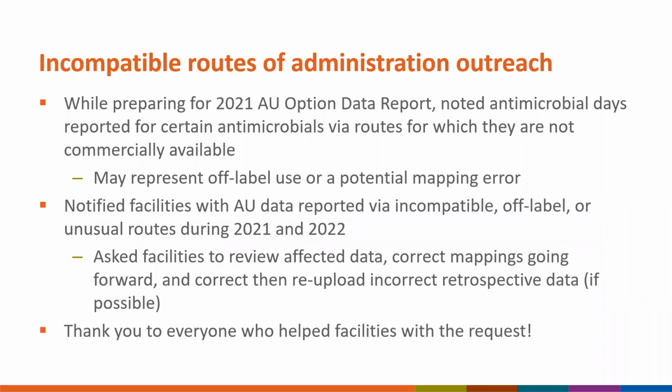So as many of you may know, because you may have heard from your facilities, we completed some data quality outreach for incompatible routes of administration recently while preparing for the 2021 AU option data report. We noted antimicrobial days reported for certain antimicrobials via routes for which they're not commercially available. And this may represent off-label use or a potential mapping error. We notified facilities with AU data reported via incompatible, off-label, or unusual routes during 2021 and 2022.